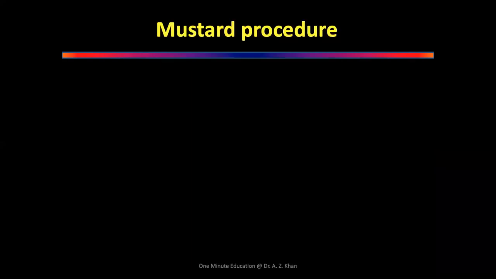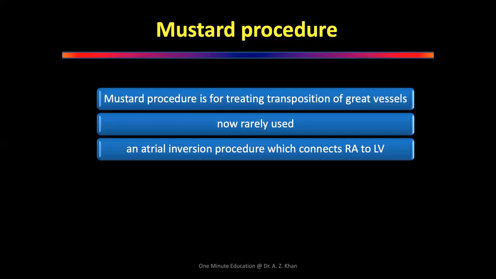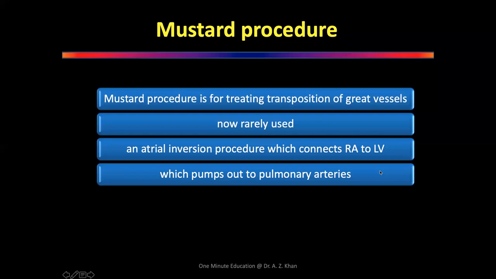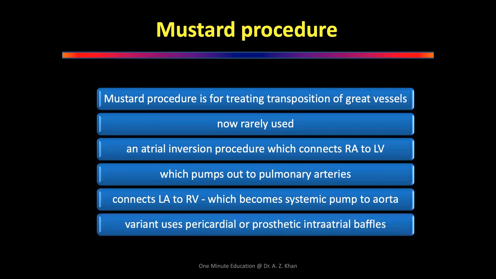This is Mustard's procedure, okay? Mustard's procedure is for treatment of transposition of great vessels, rarely used, but it's an atrial inversion procedure which connects RA to LV, which pumps out to pulmonary arteries. So LA to RV becomes the systemic pump to the aorta, okay? And various intraoperative pericardial and prosthetic intra-atrial baffles are used. You must read about this. This is there in congenital cardiac.